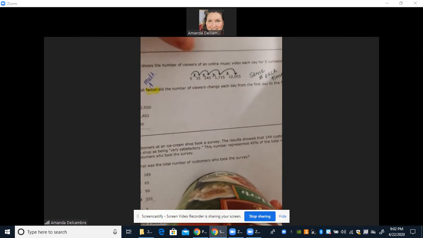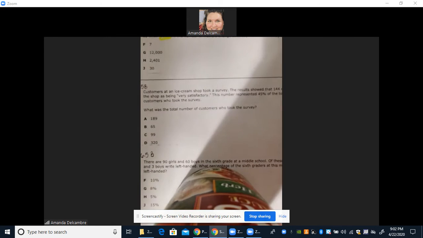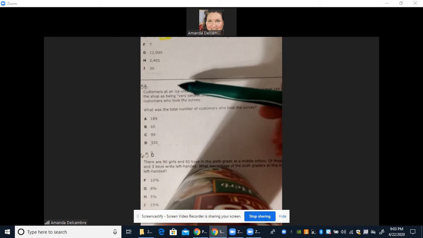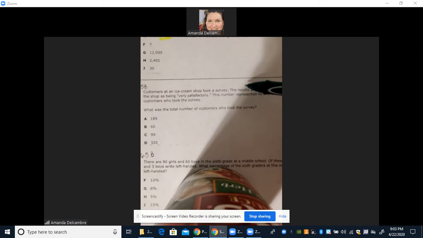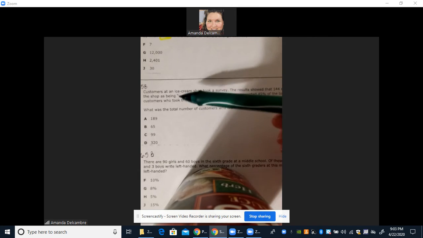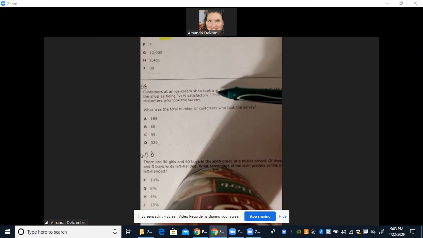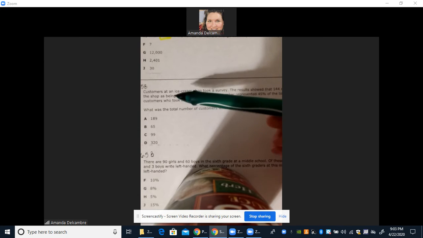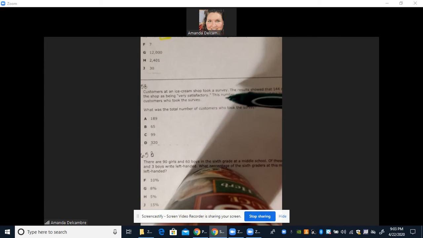All right, so number 11, customers at an ice cream shop took a survey. The survey showed that 144 customers rated the shop as being very satisfactory. This number represented 45% of the total number of customers who took the survey. What's the total number of customers who took the survey? Okay, again, setting it up, we have our percent over 100, and we have our part over our whole.